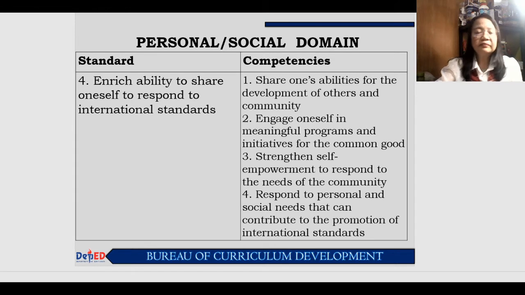Next is to enrich the ability to share oneself to respond to international standards. Its competencies are: share one's abilities for the development of others and community. Engage oneself in meaningful programs and initiatives for the common good. Strengthen self-empowerment to respond to the needs of the community and respond to personal and social needs that can contribute to the promotion of international standards.